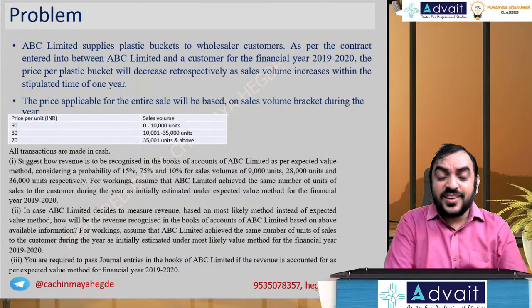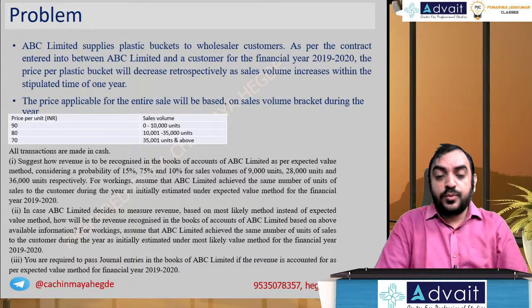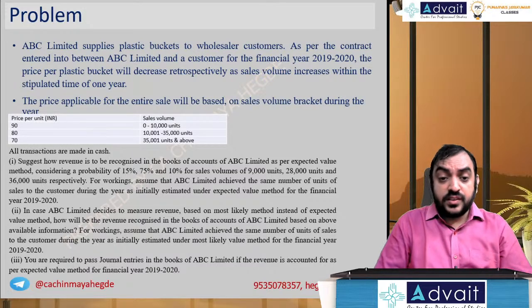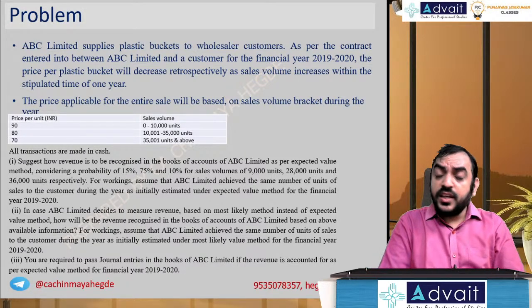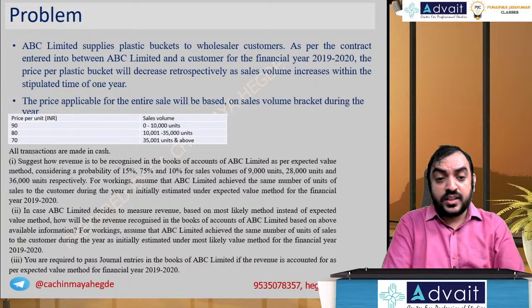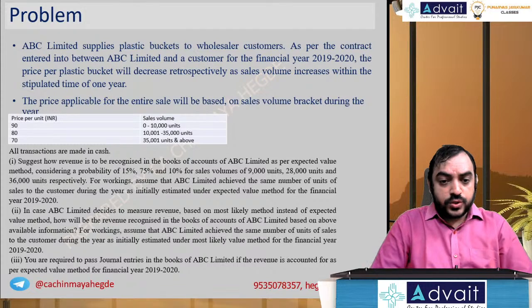All transactions are made in cash. Suggest how the revenue is to be recognized in the books of accounts of ABC Limited as per expected value method, considering a probability of 15%, 75%, 10% for the sales volume of 9,000, 28,000 and 36,000 units respectively. For workings, assume that ABC Limited achieved the same number of units of sales to customers during the year as initially estimated under expected value method for the financial year 1920. You are also required to pass journal entries.